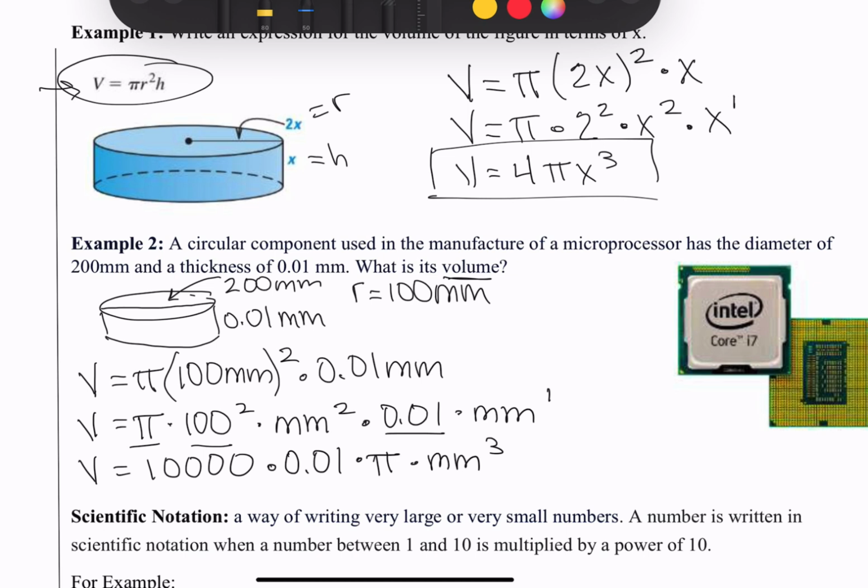Now, when all is said and done, this is 10,000 times 0.01. So really what I can do in multiplying 10,000 times 0.01 is move my decimal place back 2 places, because this is really the same thing as 1 over 100, right? And 10,000 divided by 100, we're going to move our decimal 2 places backwards. We're going to end up with 100. So this is actually going to be 100 pi millimeters cubed, and that's going to be the volume of that circular component. Notice I didn't even use a calculator.